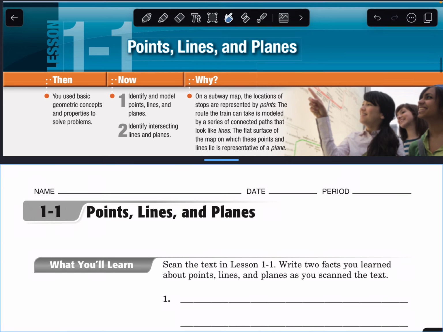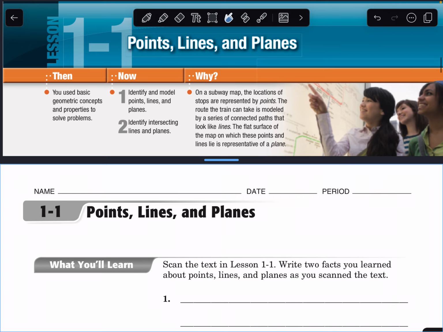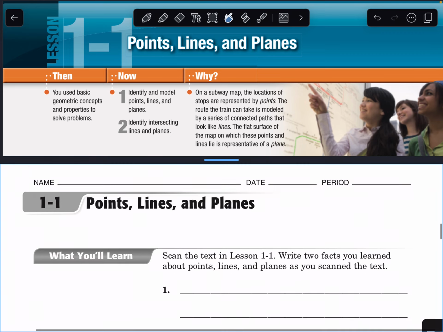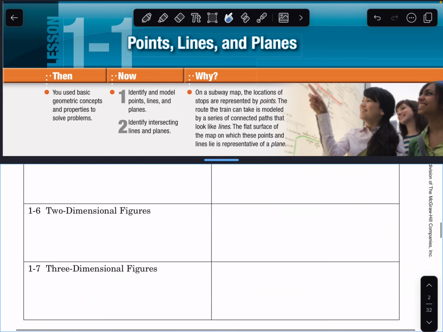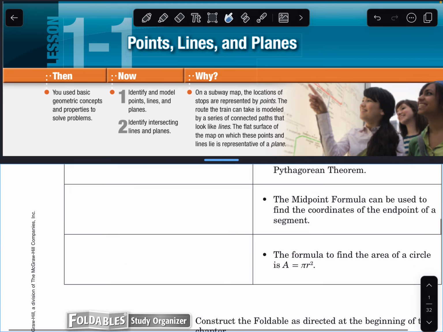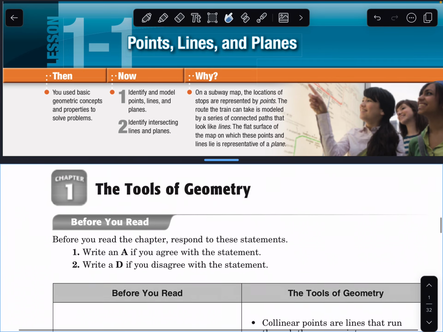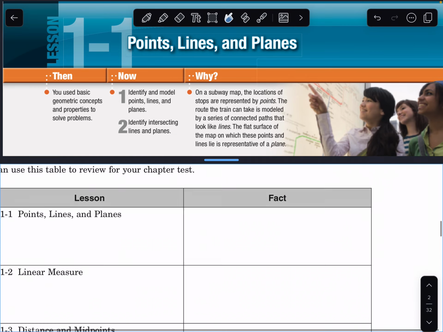Here I have the textbook PDF at the top of the screen and our guided notes at the bottom. Go ahead and turn to section 1.1 in the guided notes. I will be assuming that you have already completed the chapter introductory activity before you read.